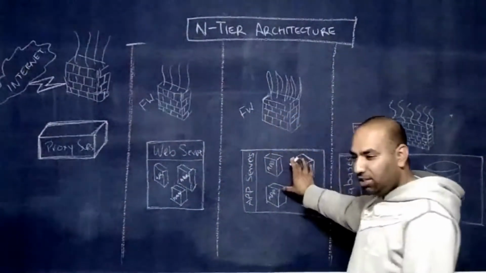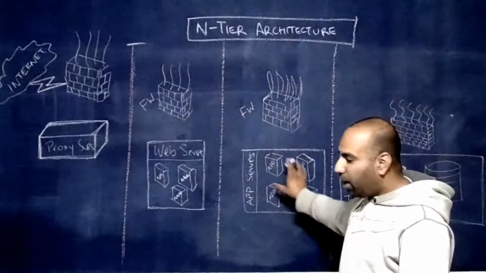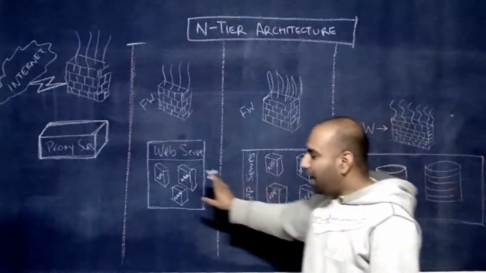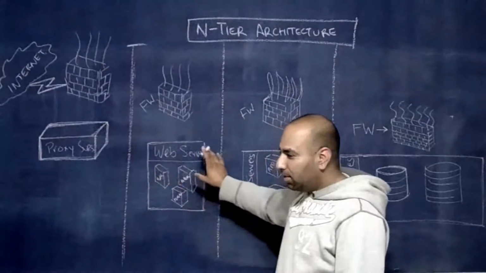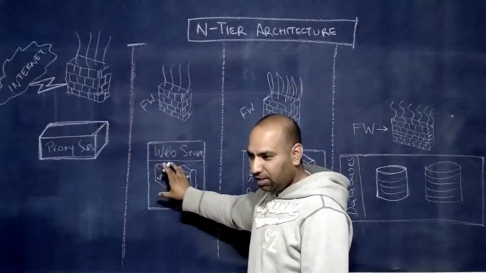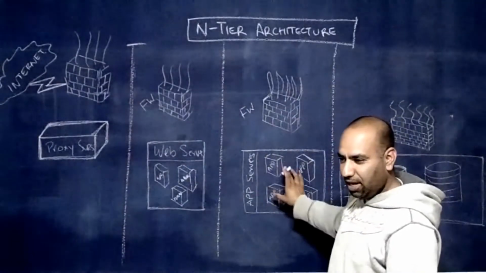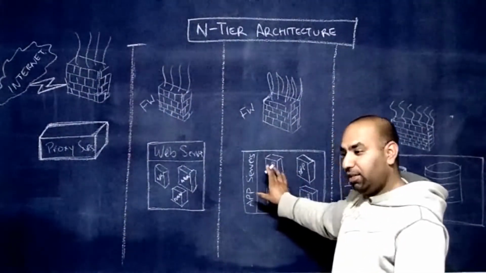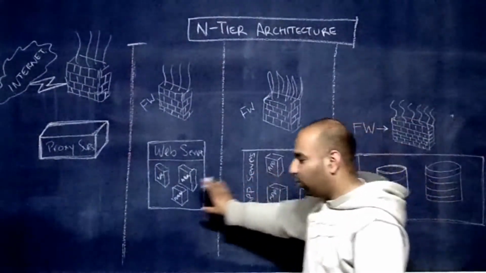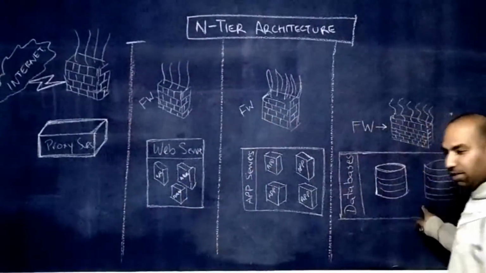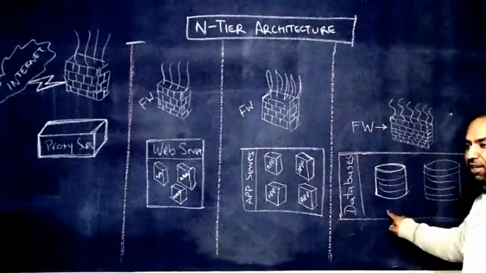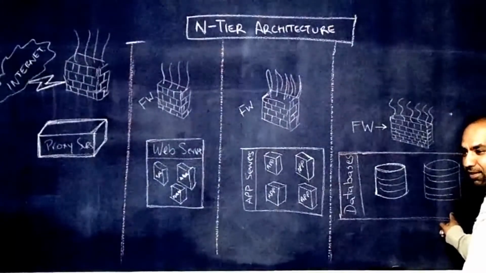Then you have the application tier. This is where all the processing happens. You typing in a username and password, it's not getting stored here. It's not getting processed here. It's getting processed here. But your password and username is not getting stored here or here. It's actually getting stored somewhere over here in some sort of database.